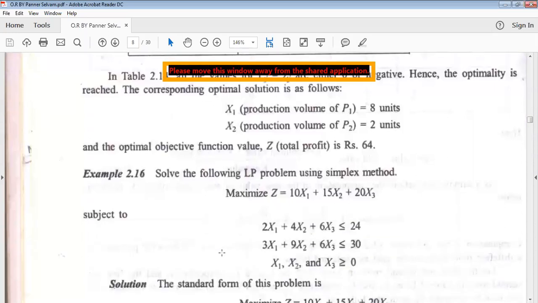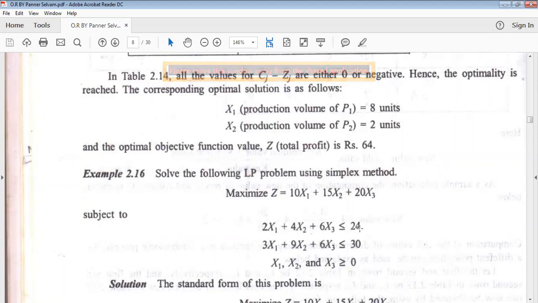So next comes this problem: solve the linear programming problem using the simplex method. Maximize Z is equal to 10x1 plus 15x2 plus 20x3, subject to the constraints 2x1 plus 4x2 plus 6x3 less than or equal to 24, and 3x1 plus 9x2 plus 6x3 less than or equal to 30. Both constraints are less than or equal to, and it is a maximization equation. For this, you add S1 and S2.